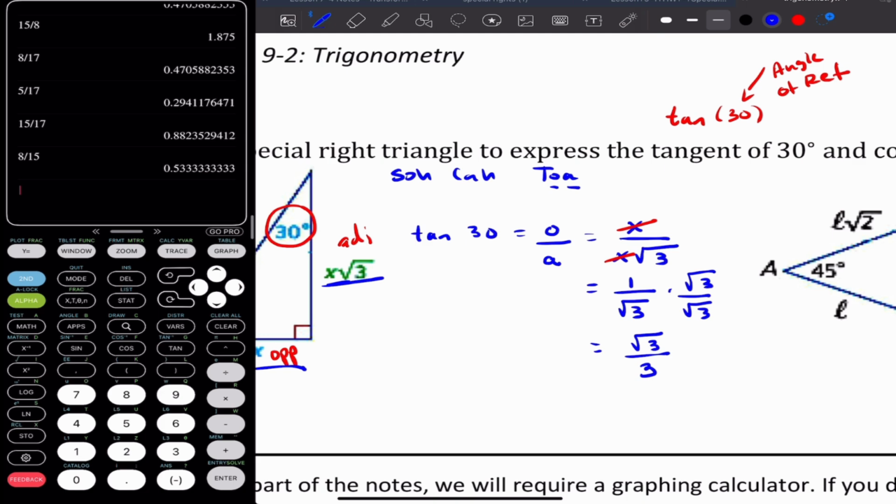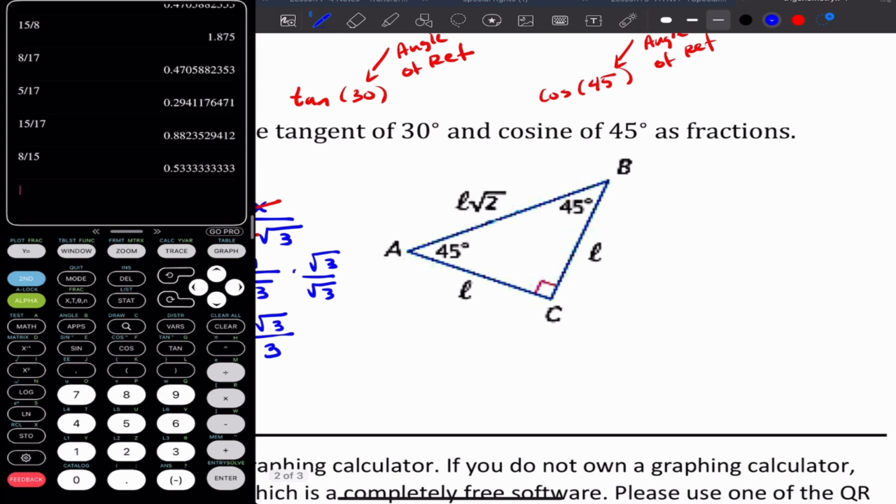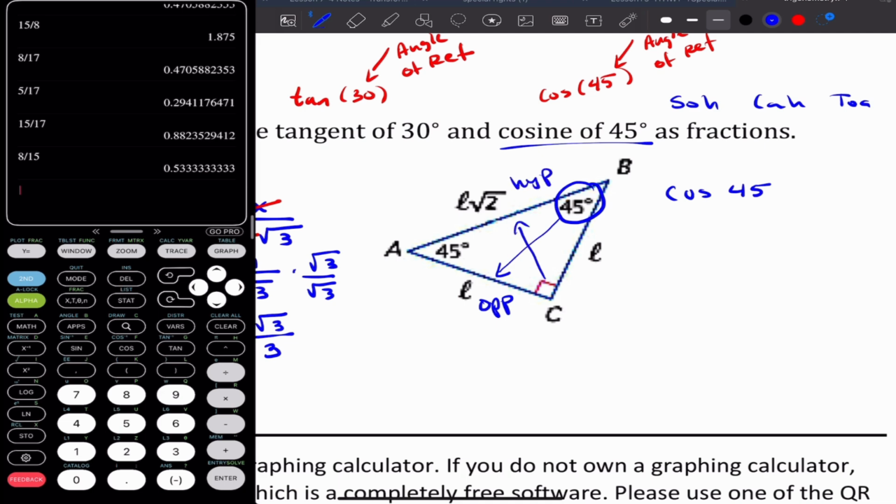Okay, so now I'm going to look at this special right triangle. So I have a 45, 45, 90. The cosine of 45 is being mentioned, so I write cosine of 45. I'm going to use SOHCAHTOA again, and then I'm going to look at, okay, so we have two 45-degree angles here. I'm going to pick one. This is going to be my angle of reference. I'm going to start labeling. So this here, that's my opposite side. This here is my hypotenuse. And then lastly, this is my adjacent side.